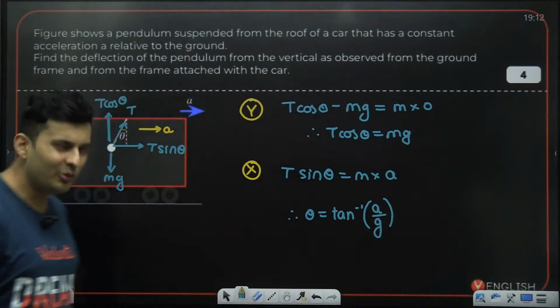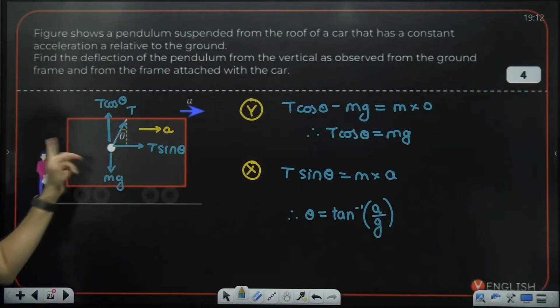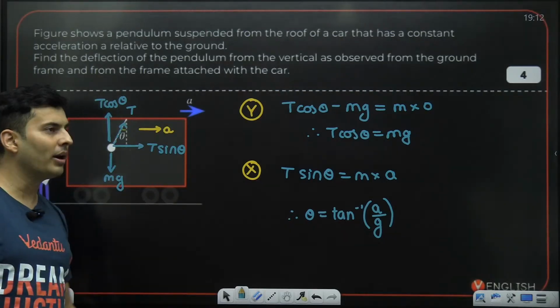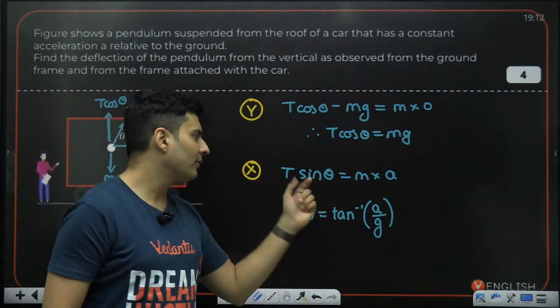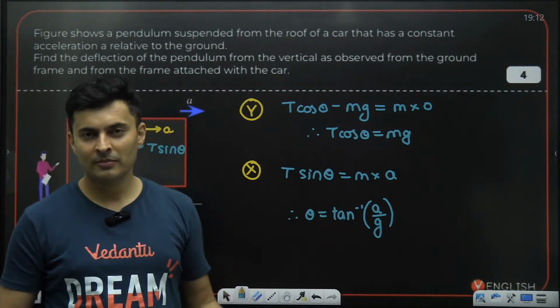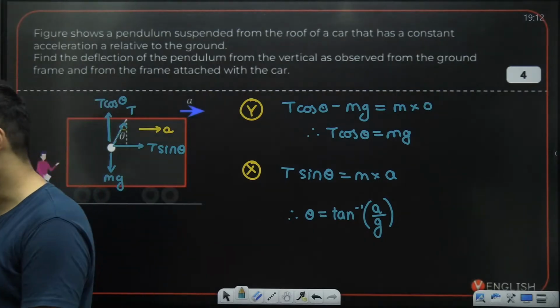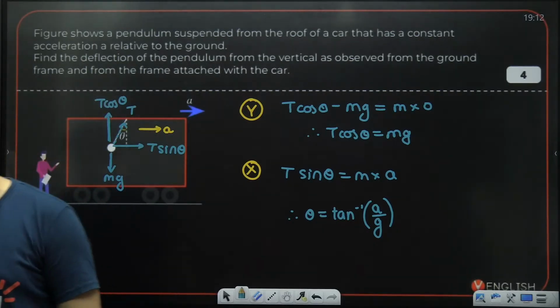So when you are in the ground frame, you don't show a pseudo force. You will see the body accelerate, so you will write force is ma. That's all. So automatically it is taken care of. Is that okay, Tejas Surya?